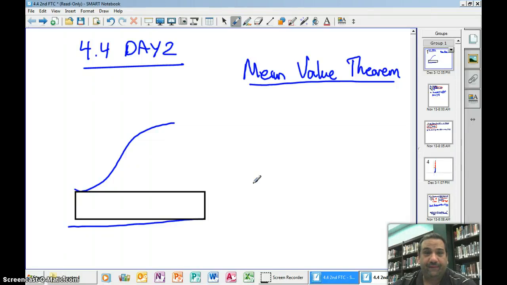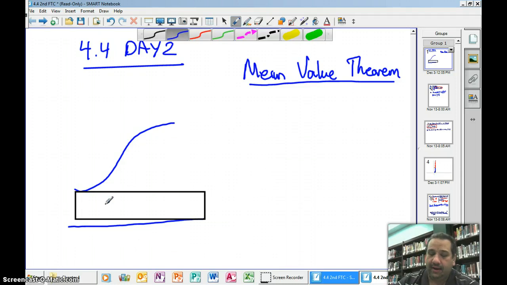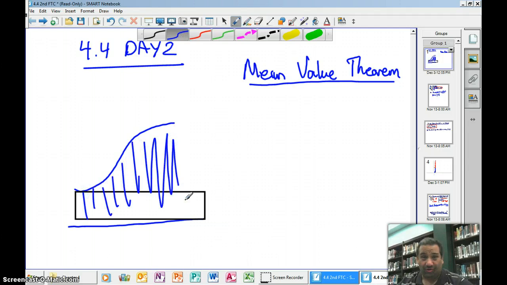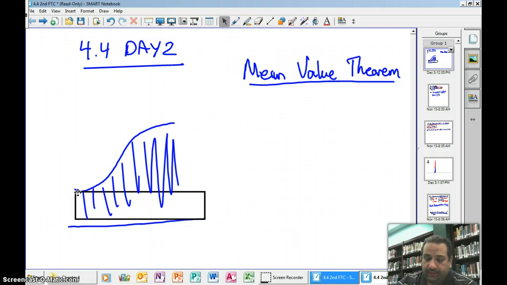Alright, this is 4.4 day 2, and today we're going to look at the mean value theorem. What the mean value theorem says is, if you had this function and it looked like this, and let's say this is the area underneath, and we made rectangles that were inside this function. Well, if I take this rectangle and go to the average, I want to move him up.